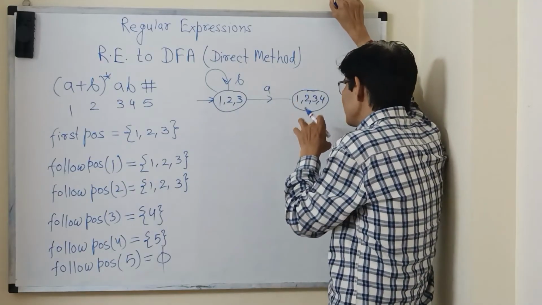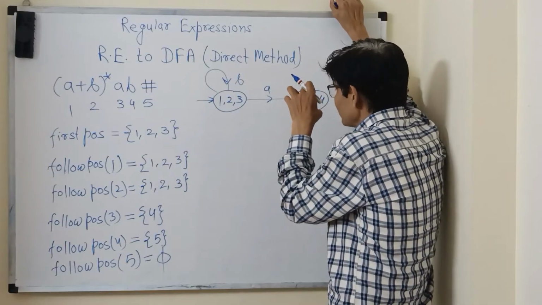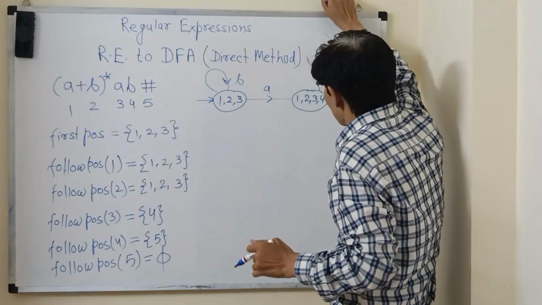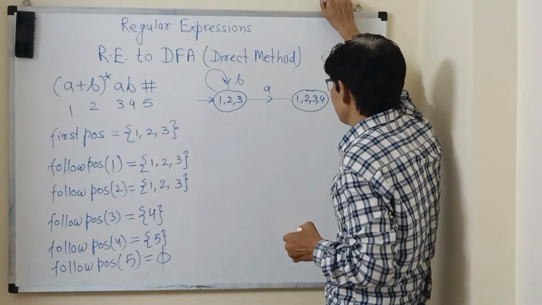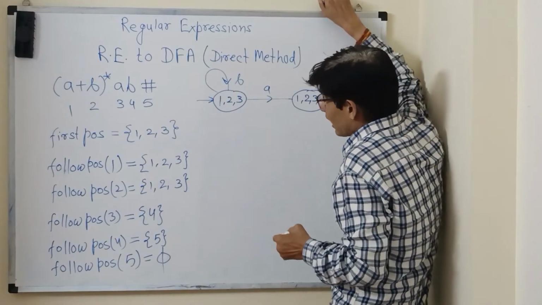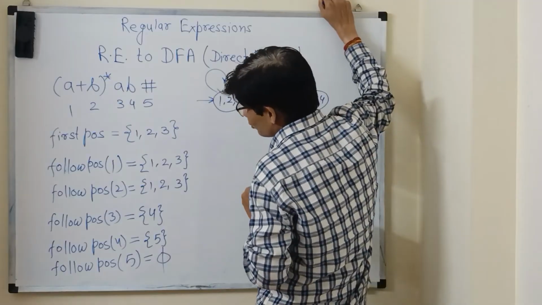Now which new state have we got? We will now try to create the transitions of A and B from this state. If we consider this state, for the transition of A, out of these four numbers, how many numbers have we assigned to A?